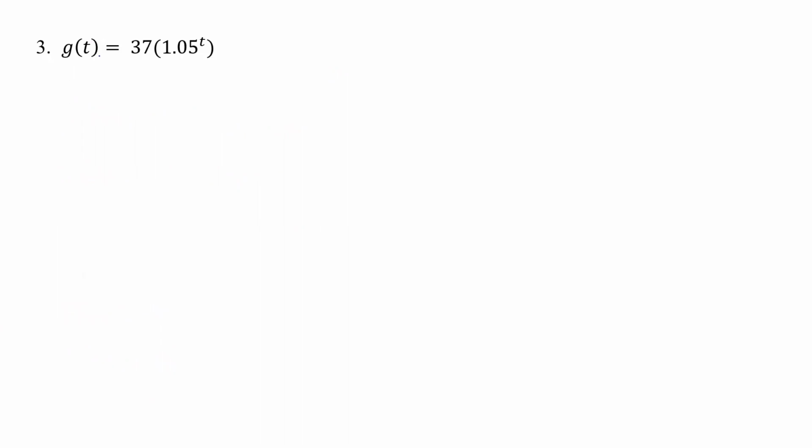What about here? Well, g prime of t is going to be, well, here's a number, here's kind of the exponential, so we'll have 37, and then this is in the form of b to the t, so when we take the derivative of that, that's ln of b times b to the t. And so we're going to have the ln of 1.05 and then times 1.05 to the t. Now we have to take the derivative of that.